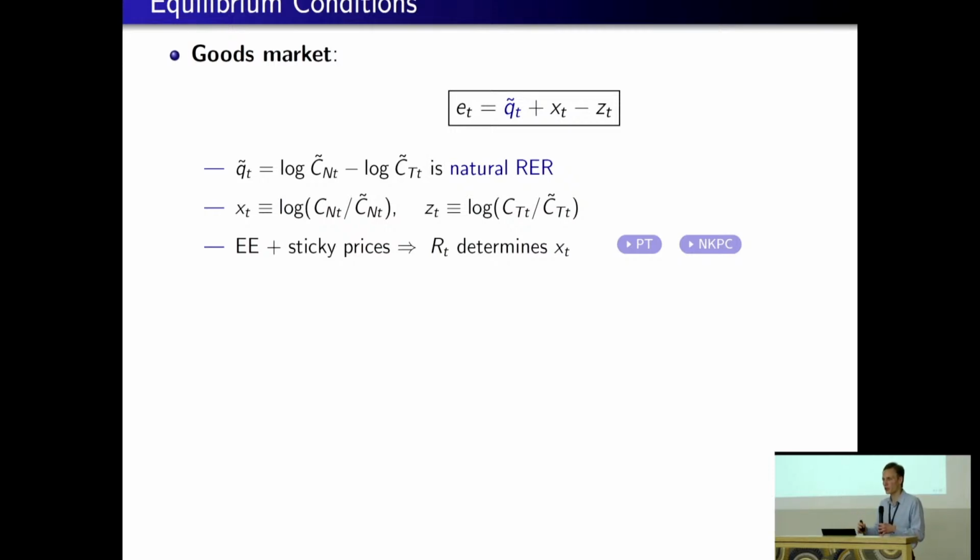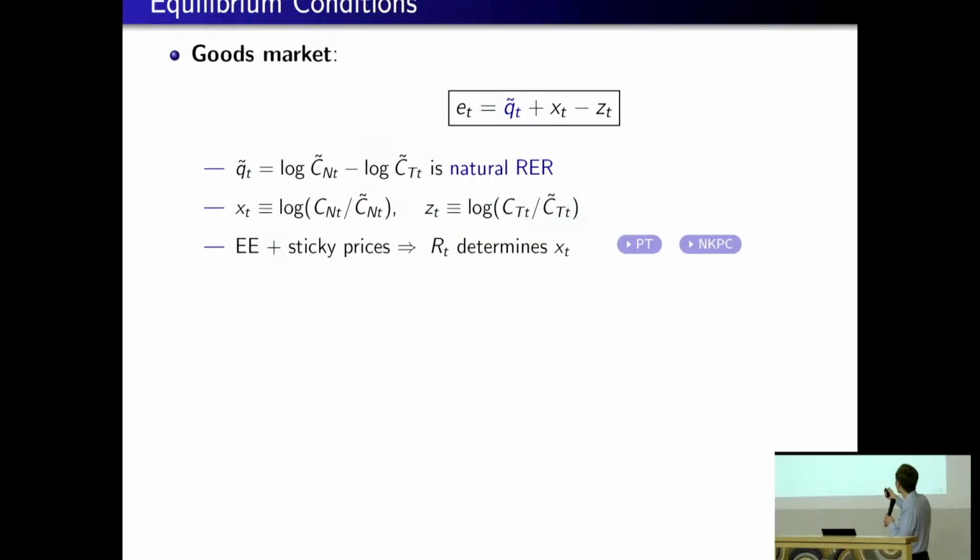So absent frictions, if there were no sticky prices and no financial frictions, this is the real exchange rate that we should observe in equilibrium. I will call this the natural real exchange rate. And then there are two gaps, right? One is this gap coming from non-tradable goods, the output gap, and then there's this wedge which comes from the tradable sector.